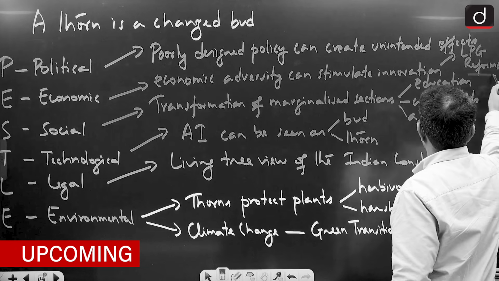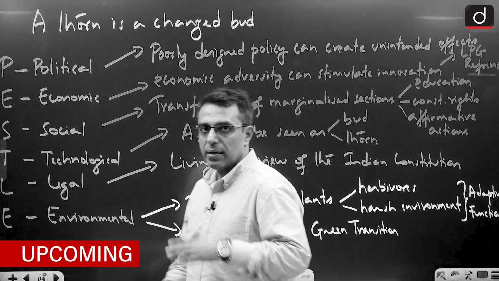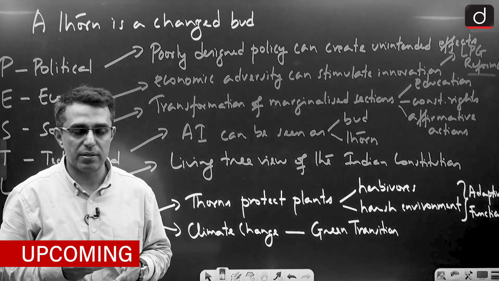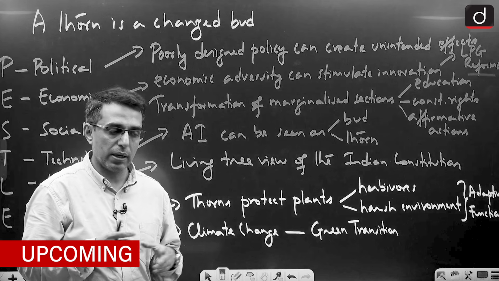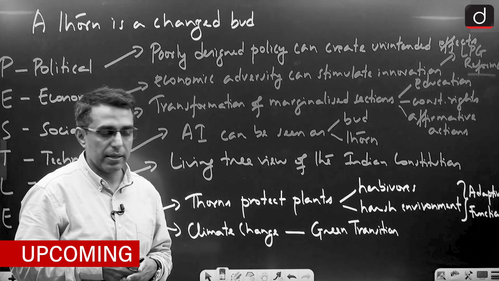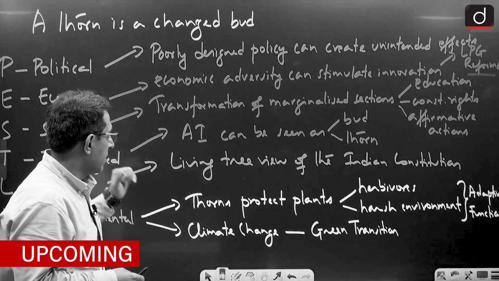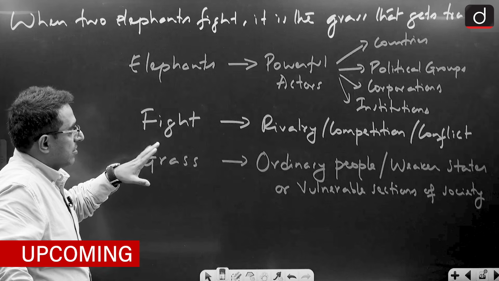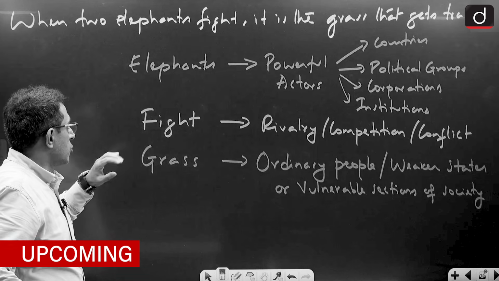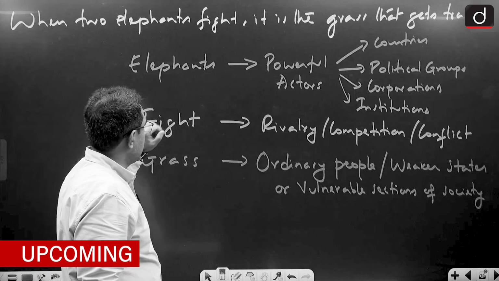So we can talk about the LPG reforms of 1991, right? The severe BOP crisis that India faced, and that led to the LPG reforms of 1991, and from there onwards, Indian economy has been doing very well, right? So that's a good example. When two elephants fight, it is the grass that gets trampled. So here, what is the meaning of elephants?